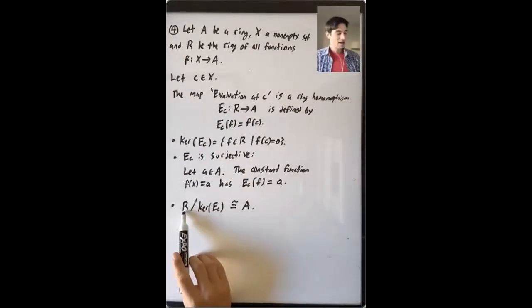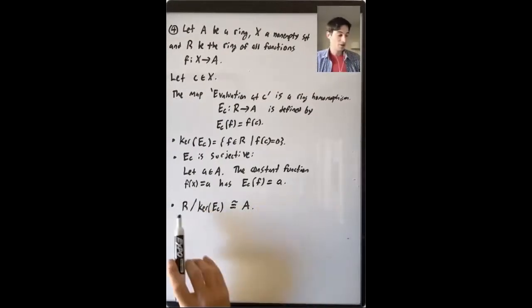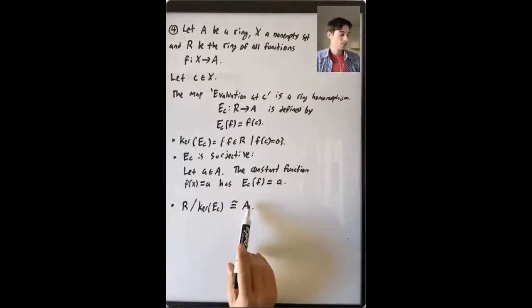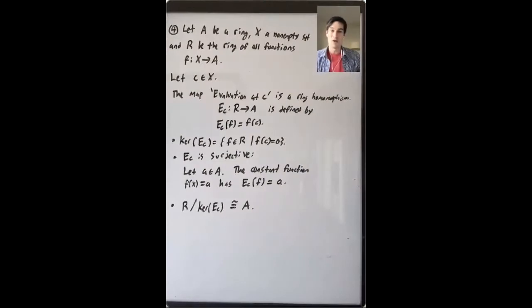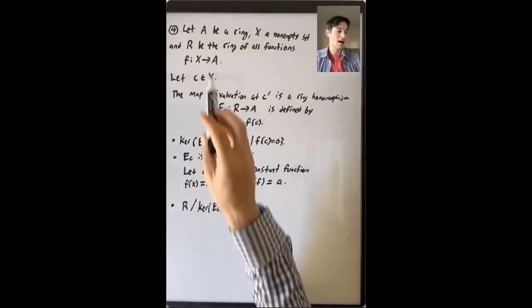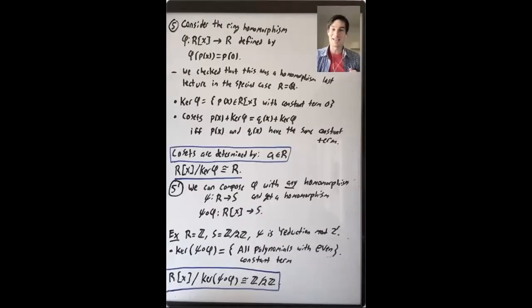But the quotient, by the first isomorphism theorem, is that R mod the kernel is isomorphic to the image. So R mod the kernel is isomorphic to the ring A. So for particular choices of A and X, this might give you something interesting to think about. So I'm going to pause and erase, and we'll do one final example. Let's discuss the last example of this lecture.